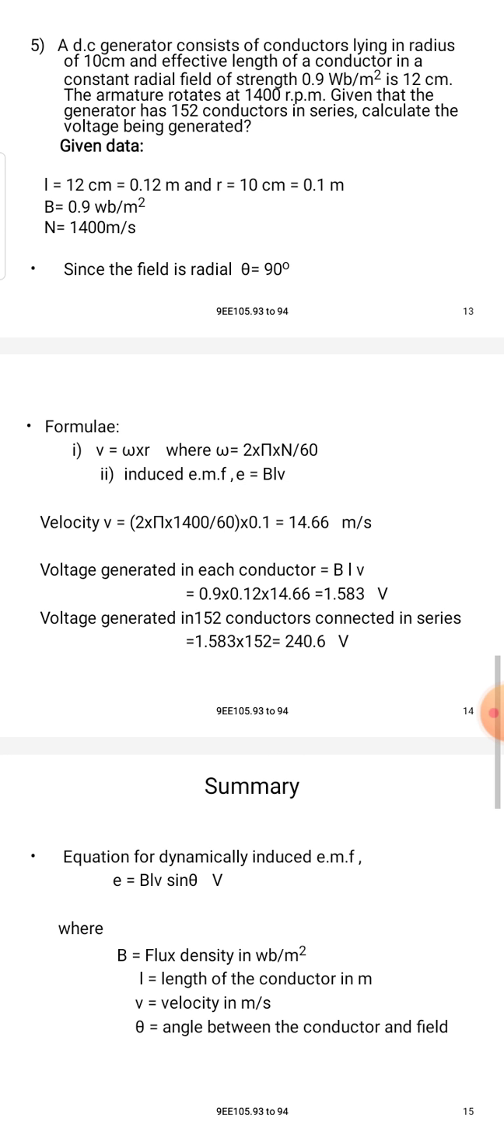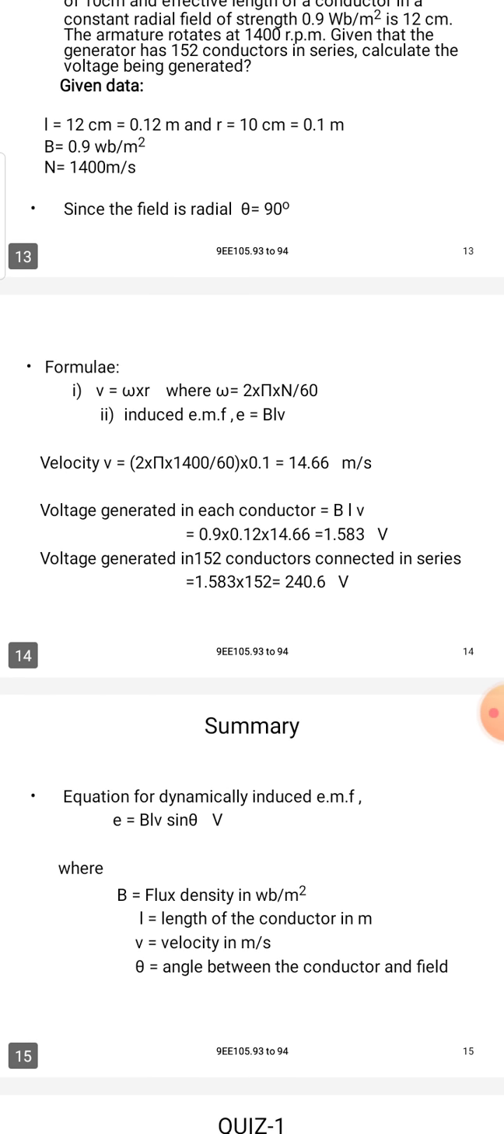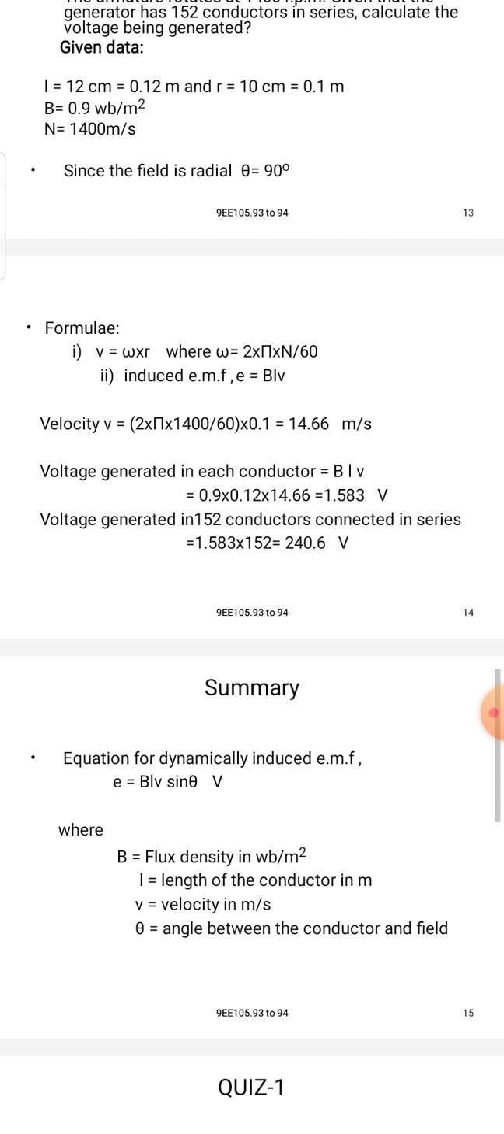Since the field is radial, that is theta is 90 degrees, the formula for the velocity is omega into r. Omega is equal to 2 pi n by 60. Induced EMF is equal to BLV. So velocity is equal to 2 pi into 1400 by 60 into 0.1. Total velocity is 14.66 meter per second.